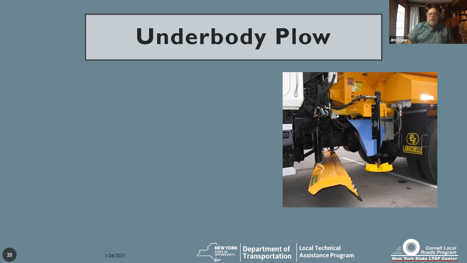Underbody plow. Basically, an underbody plow is a grader blade that you can put underneath your truck. It had been used in the north in Canada for a long time because they had a lot of hard pack. You can get these grader blades where you can get down pressure on them. They originally were designed for alleyways, streets, and cities, but now they've come back again as a second plow underneath your truck.